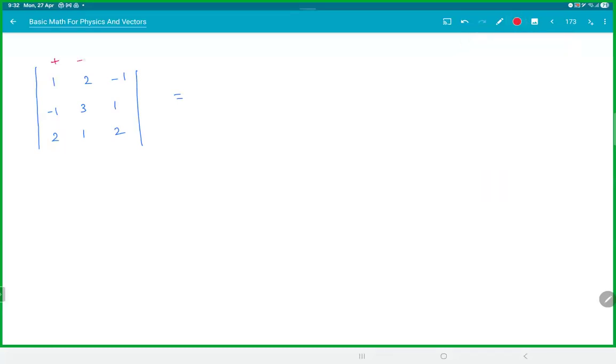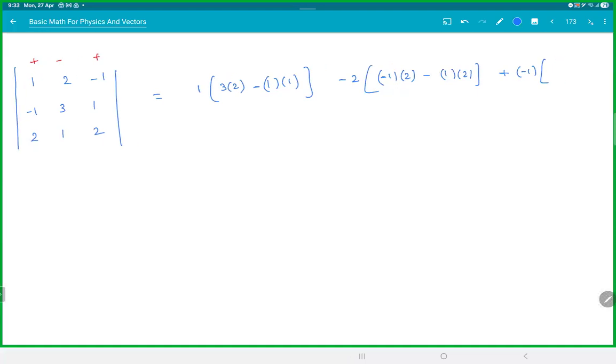So this is plus, minus, plus. So I'll take the first term, 1. So then this is a matrix, 3 into 2 and minus 1 into 1. Please check. Second one, I have to take minus 2 because that's a minus 2 there. So this and this I'll cancel. So this will be 1 minus 1 into 2 minus 1 into 2. Then that is last one plus of minus 1, and then that is minus 1 into 1 minus 3 into 2.